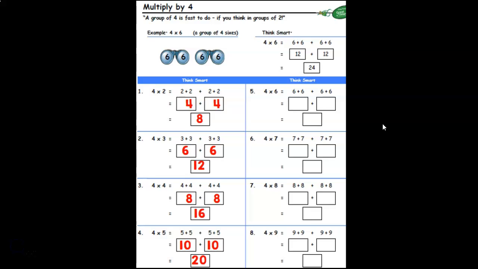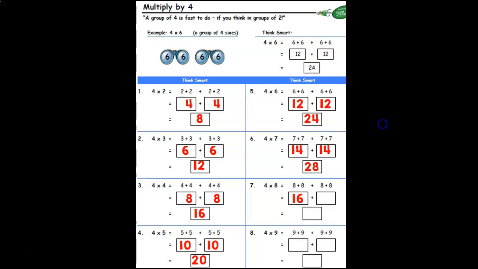We're going to move through the rest of our 4s. Since we know our doubles, this seems pretty easy to us. So 4 times 6 would be 2 groups of 6, 2 groups of 6, 24. 4 times 7 is 2 groups of 7 plus 2 groups of 7, which is 28. Remember, if we know our doubles, we know our 2s, this is easy.